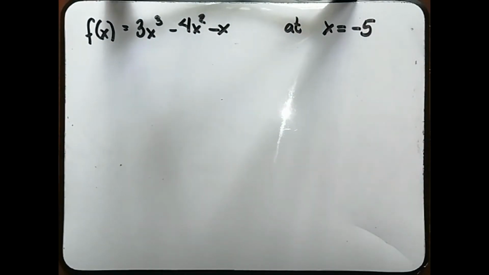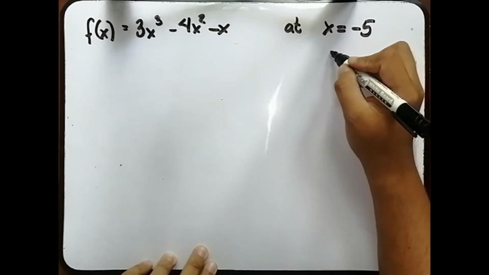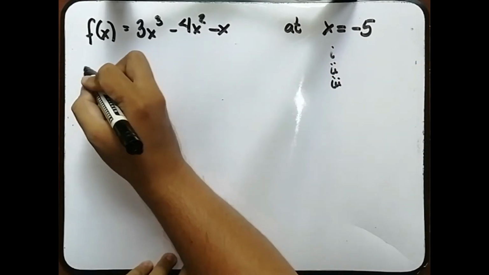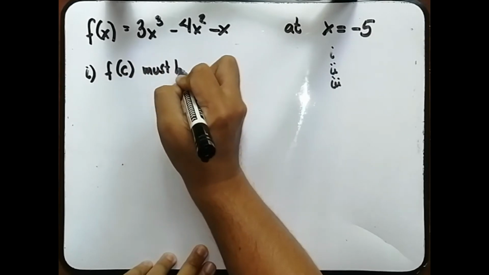Let's determine if f of x equals 3x cubed minus 4x squared minus x is continuous at x equals negative 5. So by definition, kailangan i-check natin yung tatlong criterion. So first criterion, f of c must be defined.